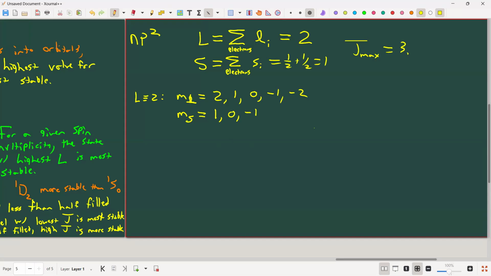So what I can do is draw a little table of my different states, and start to think about the different configurations that I can make of these with 2 electrons and what the total configuration is. So let's work on that a little bit. Let's play around with this a bit.